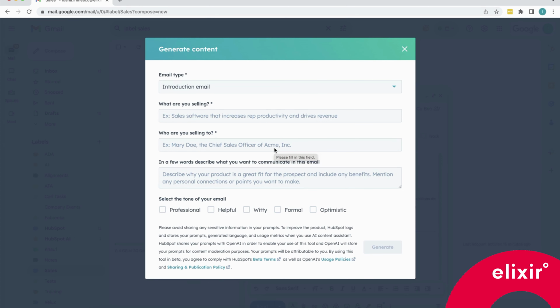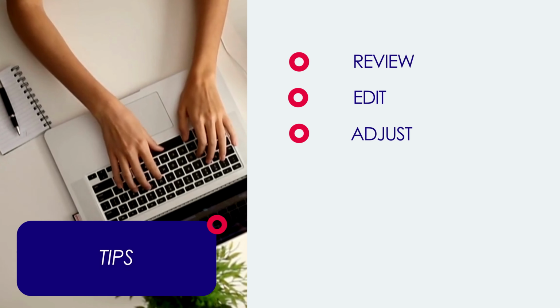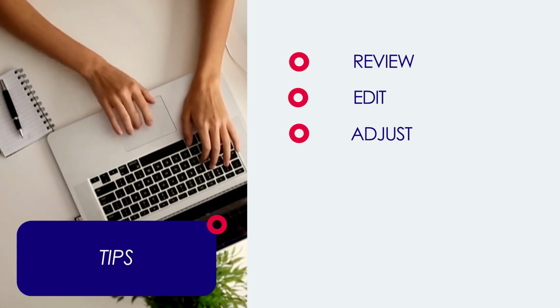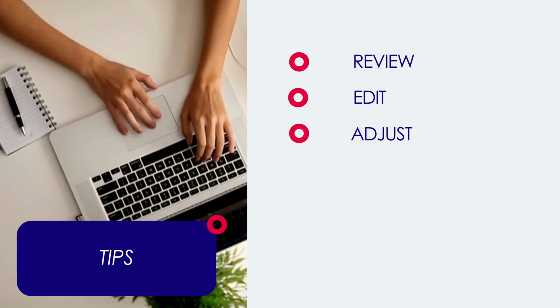And you are done. And this is how you can use HubSpot AI for prospecting and email outreach. And as a last remark, we always recommend reviewing, editing, and adjusting the email content created by AI to be more human and personalized.